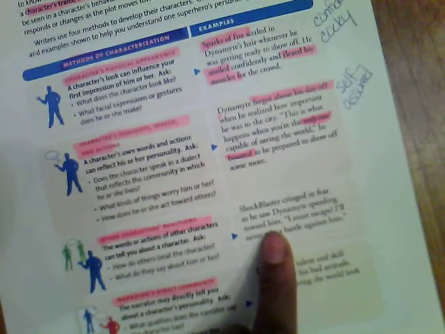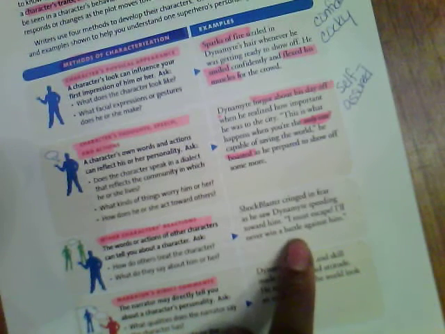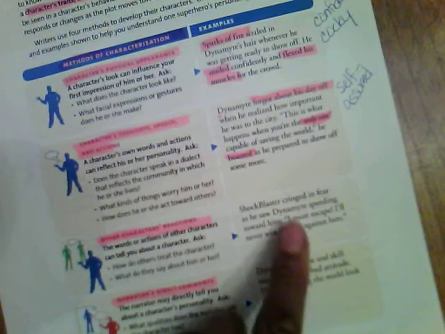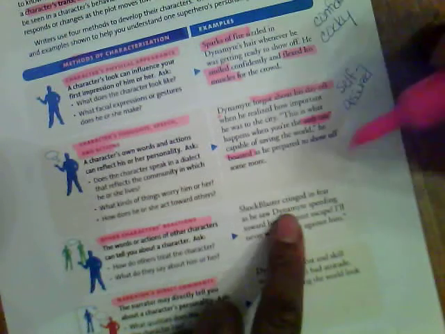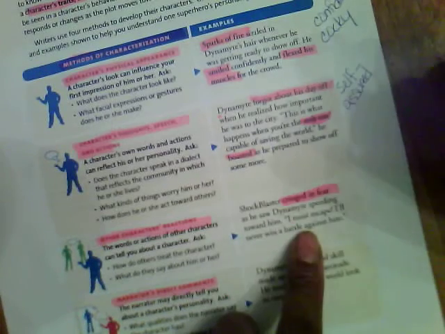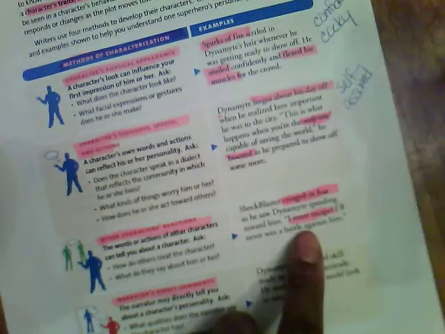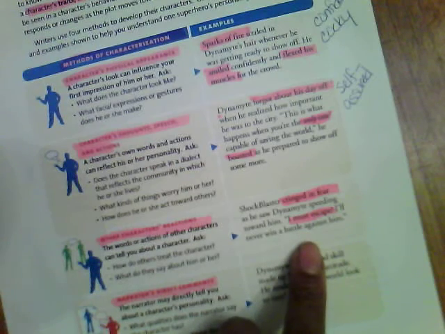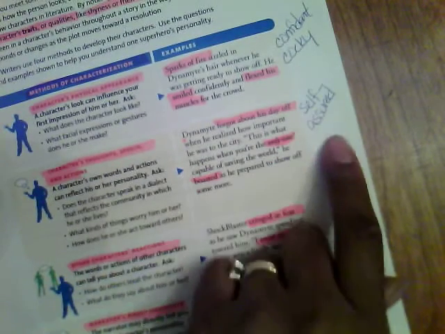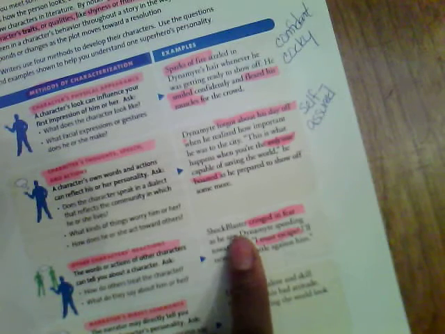Shock Blaster cringed in fear as he saw Dynamite speeding toward him. I must escape. I'll never win a battle against him. Okay, so Shock Blaster cringed in fear. I can see that Shock Blaster is afraid of Dynamite because he cringed in fear, and he's trying to get away. He's trying to escape. So that helps me understand Dynamite's character traits even more. That's going along with my traits here that I said he's confident, he's cocky, he's self-assured in his abilities, and the way that Shock Blaster is responding to him lets me know that that is indeed the case.